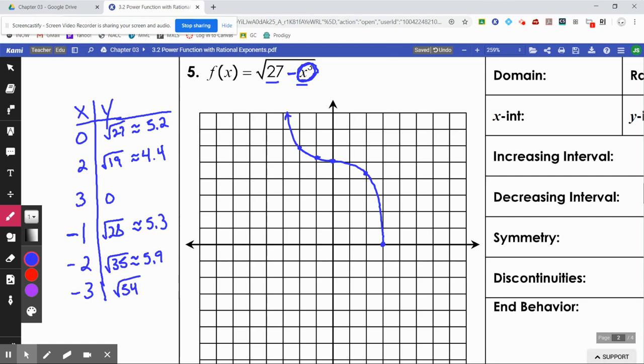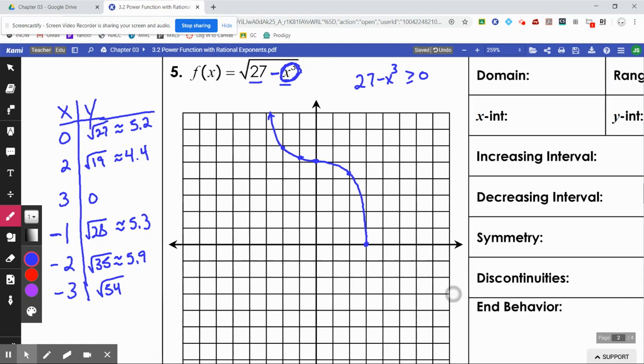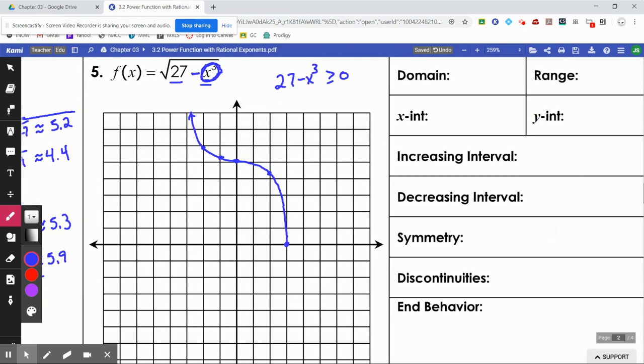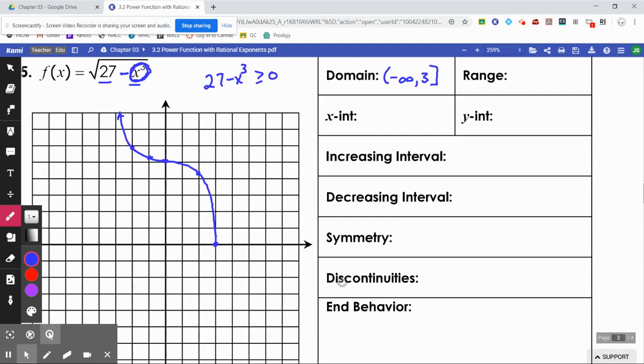Notice you can't plug in anything to the right of 3, because then you have the square root of a negative. Or you can think of it like this. The stuff under the square root symbol has to be greater than or equal to 0. When you solve that inequality, you're going to get that x has to be less than or equal to 3. So therefore, my domain is all values from negative infinity up to that 3, and 3 is included. I can find the root of 0. The range of my graph, notice that I will always get values of 0 and above.